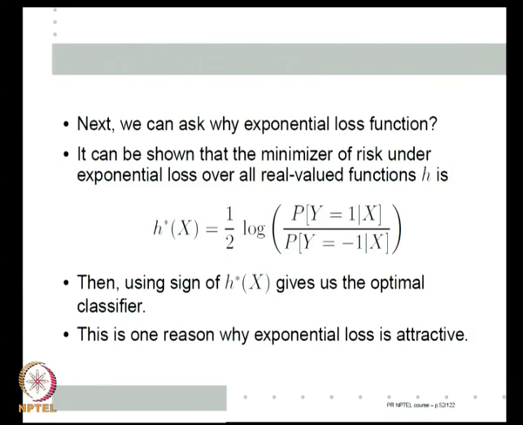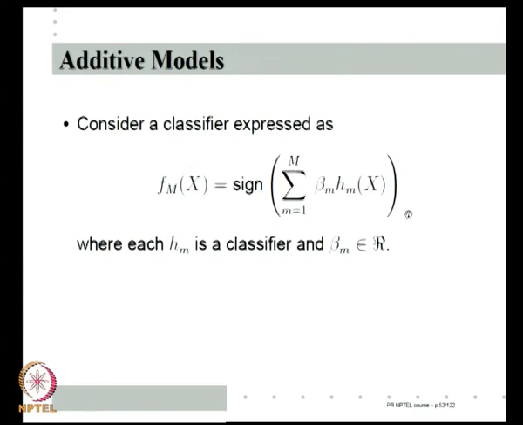So, let us look at the loss function that AdaBoost uses, and let us look at the model class. As I said, the model class is additive models. So, this is the kind of classifier we want to consider: f subscript m of x is sign of the summation m equals 1 to M of beta m h m of x, where each h m is a classifier and each beta m is some real number.